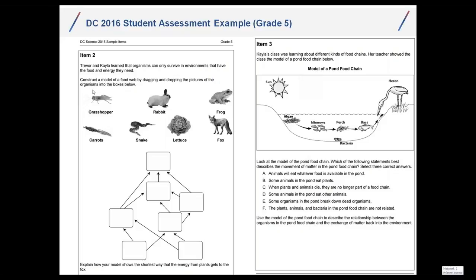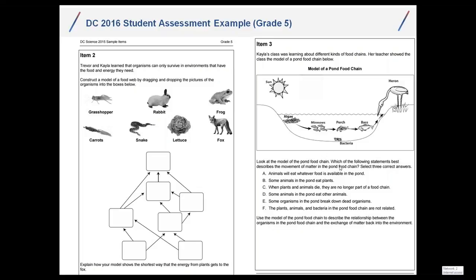Here's another one where you can see students are given a bunch of different organisms. Again, it relates to Trevor and Kayla, even though it's a different item. And students are asked to construct a food web and actually to explain how their model shows the shortest way for energy to get from plants to the fox, and so on. Further over here, students are given a model which they didn't develop, but they have to be able to use the model to answer a specific question.